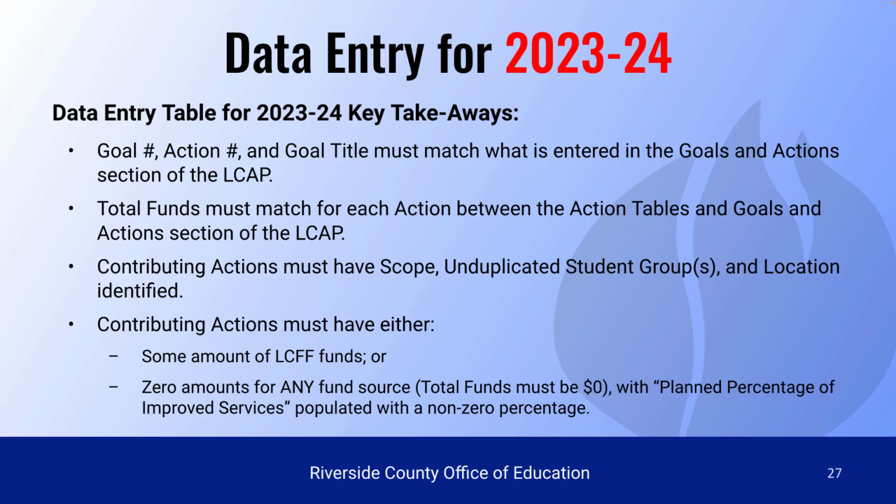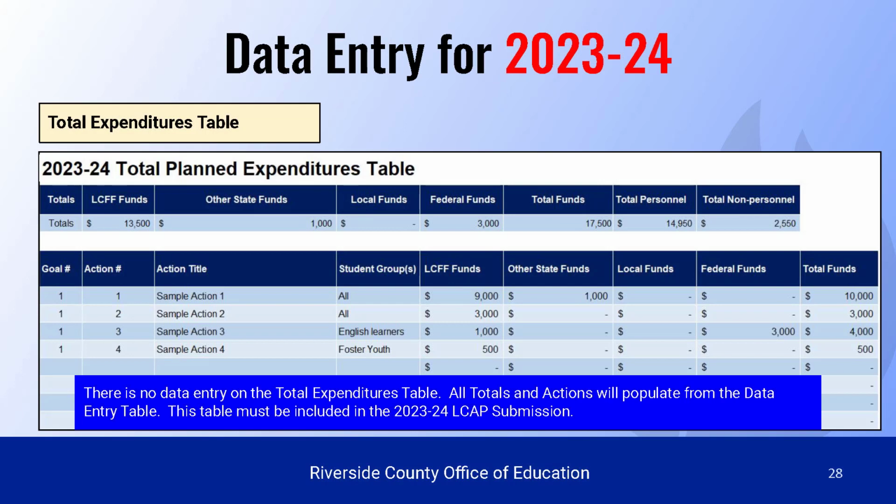Remember that for an action to be contributing, it must either be funded by LCFF funds, or it may have a zero amount from any funding source with a planned percentage of improved services populated with a percentage. Now, the first required table to include is the 23-24 total planned expenditures table. And the nice thing to know is there is no data entry required on this table. Everything on this table will be pulled over from the data entry table.